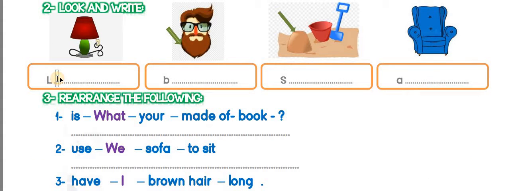Lamp، اسم اللمبة ايه؟ Bird، B-I-R-D، العصفورة. Bird. Sand، رمل. Armchair، كرسي بمسند.